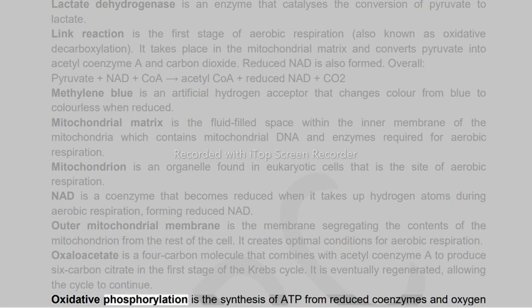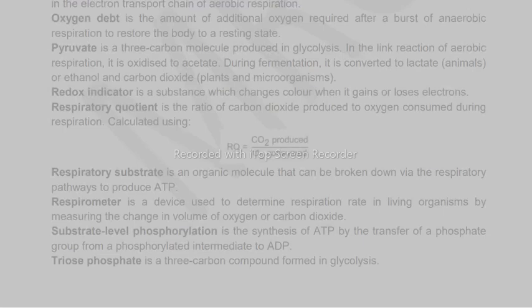Oxidative phosphorylation is the synthesis of ATP from reduced coenzymes and oxygen in the electron transport chain of aerobic respiration. Oxygen debt is the amount of additional oxygen required after a burst of anaerobic respiration to restore the body to a resting state. Pyruvate is a 3-carbon molecule produced in glycolysis. In the link reaction of aerobic respiration, it is oxidized to acetate. During fermentation, it is converted to lactate in animals, or ethanol and carbon dioxide in plants and microorganisms.